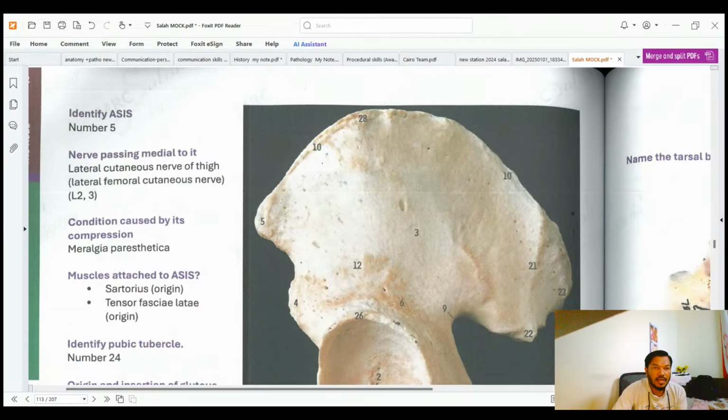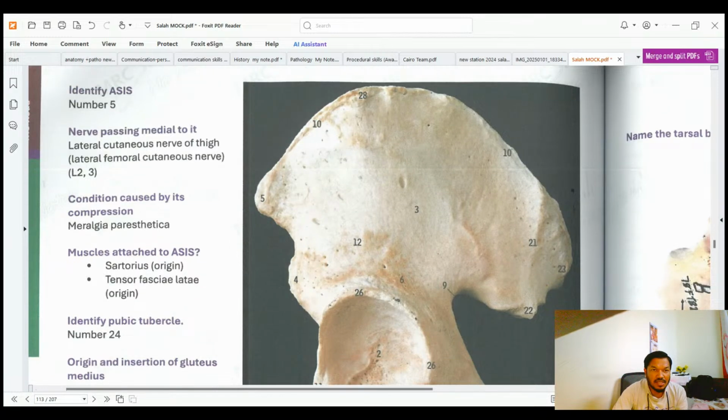Identify the anterior superior iliac spine. Number 5. The nerve passing medial to it is the lateral cutaneous nerve of thigh, also called the lateral femoral cutaneous nerve. It is number 2, number 3. The condition caused by its compression is meralgia paresthetica.